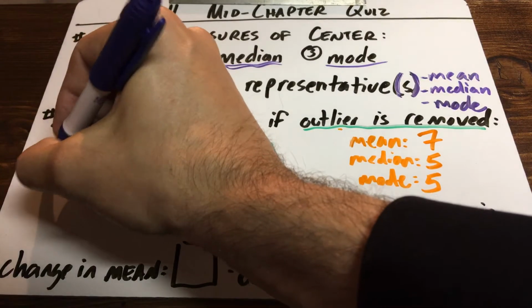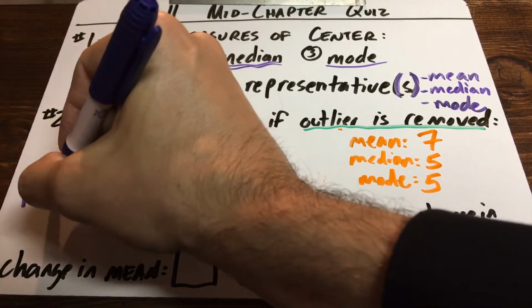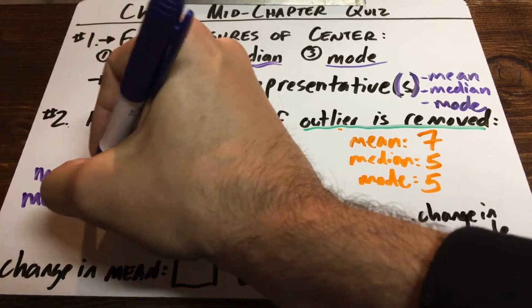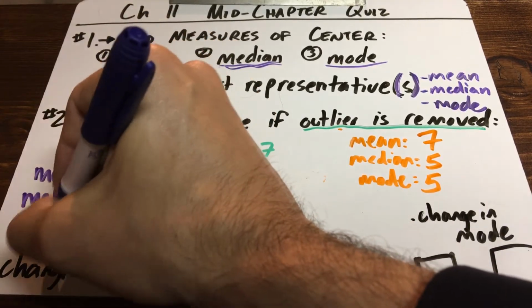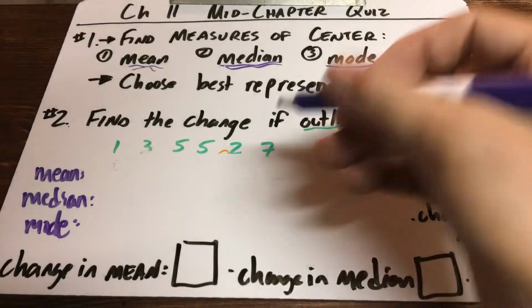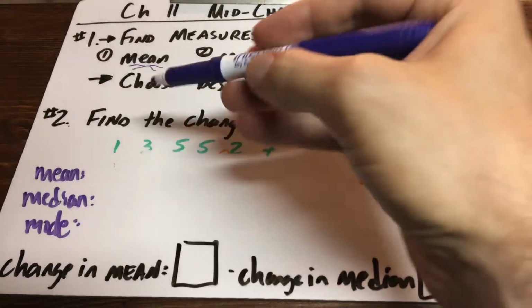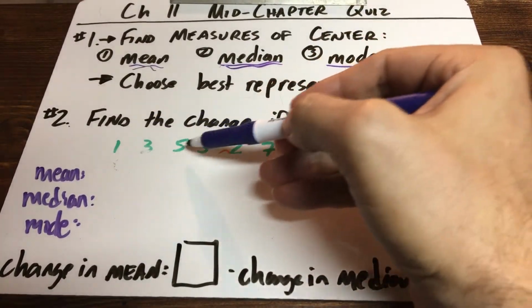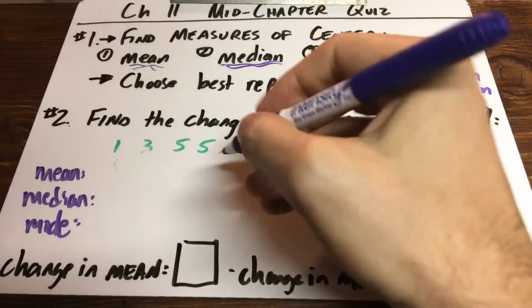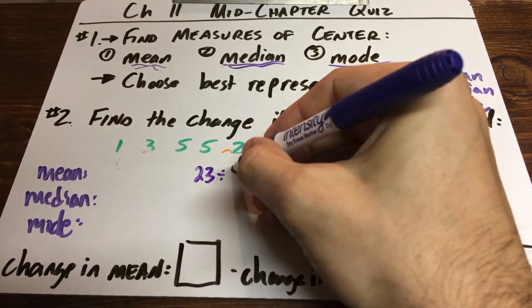So let me do mean, median, and mode one more time and see if they change. And so the mean is not going to be 7 anymore. The mean, I'm going to add them all up. Let's see, 1 plus 3, that's 4. 14, 15, 16. 16 plus 7 is 23. 23 divided by 1, 2, 3, 4, 5, 6.